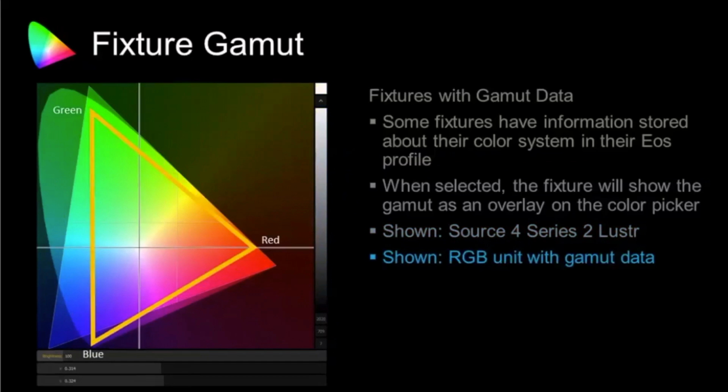This is an RGB unit that has gamut data. So for this fixture, we know exactly where the red, the green, and the blue are, which is important, and we'll talk about that in just a second.